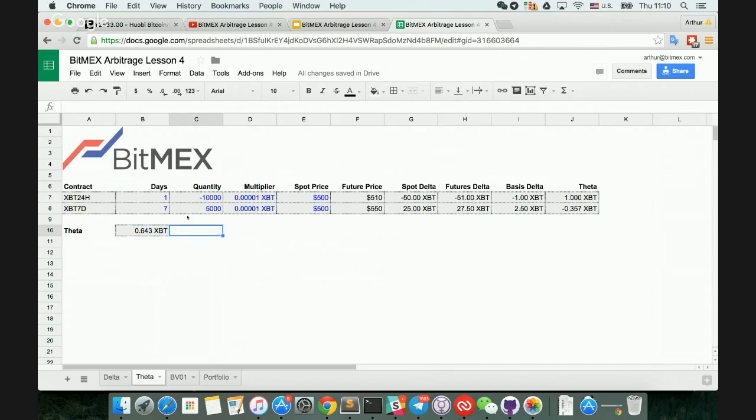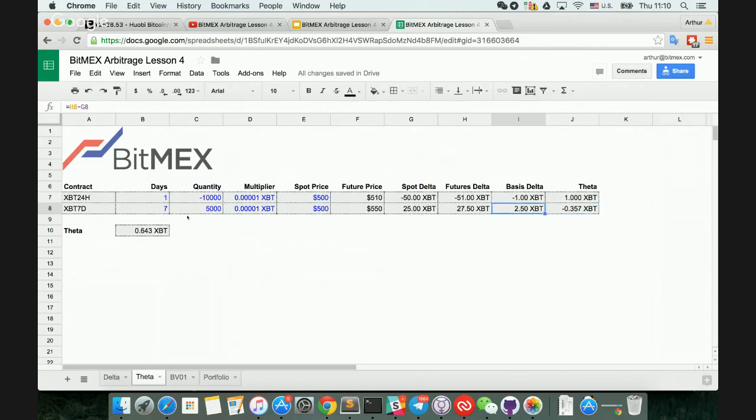That's because you sold a futures contract in greater quantity above the spot price, and you have fewer days to expiry, so you're going to earn that whole difference in a short period of time. Whereas with the 7-day futures contract, you're paying this premium, this $50 premium, but you're paying it over 7 days. So the day-to-day loss is less than what you're earning from the first day.